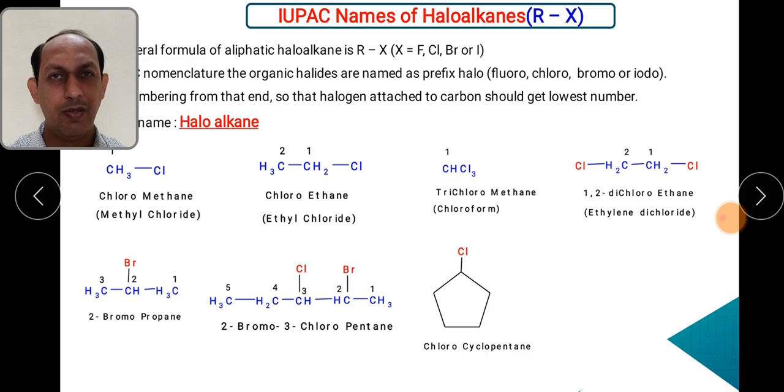In the last session we have seen that nomenclature. But here there is a halogen. So what is the name? Chlorocyclopentane.